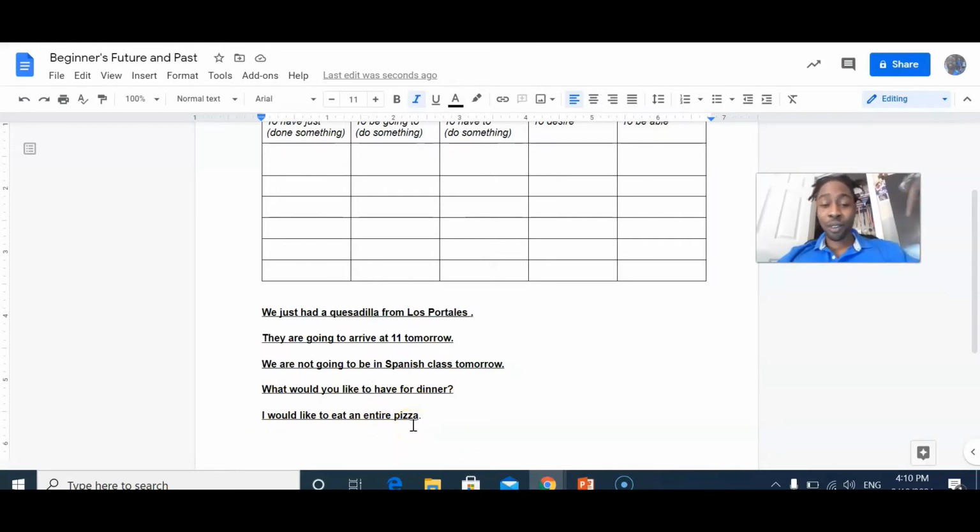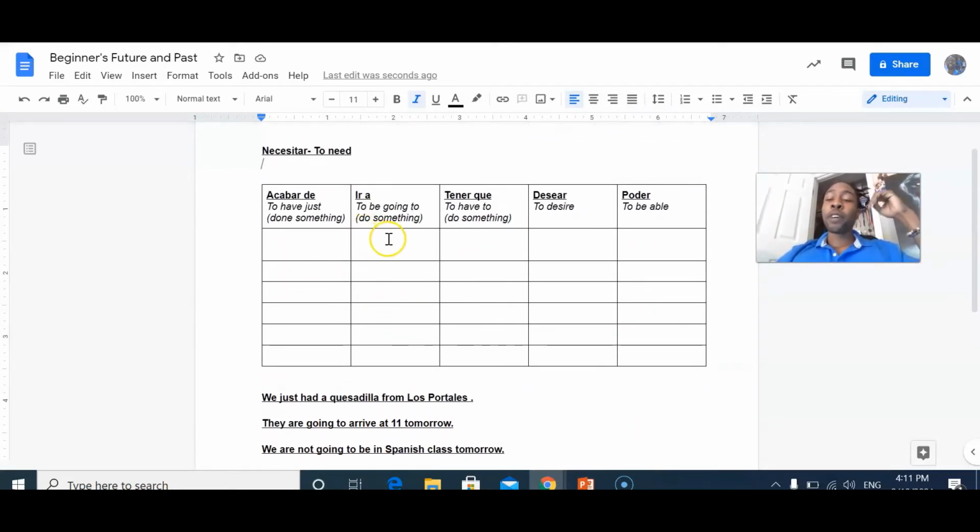That one sounds great. So when we look at these, notice that I'm conjugating we just in the present, and then the had a quesadilla part is what's in the past. They are in the present, going to arrive at 11 tomorrow is in the future. So we're going to try and do something like that in Spanish, and knowing what we know about verbs, we're going to be able to communicate a lot of cool things.